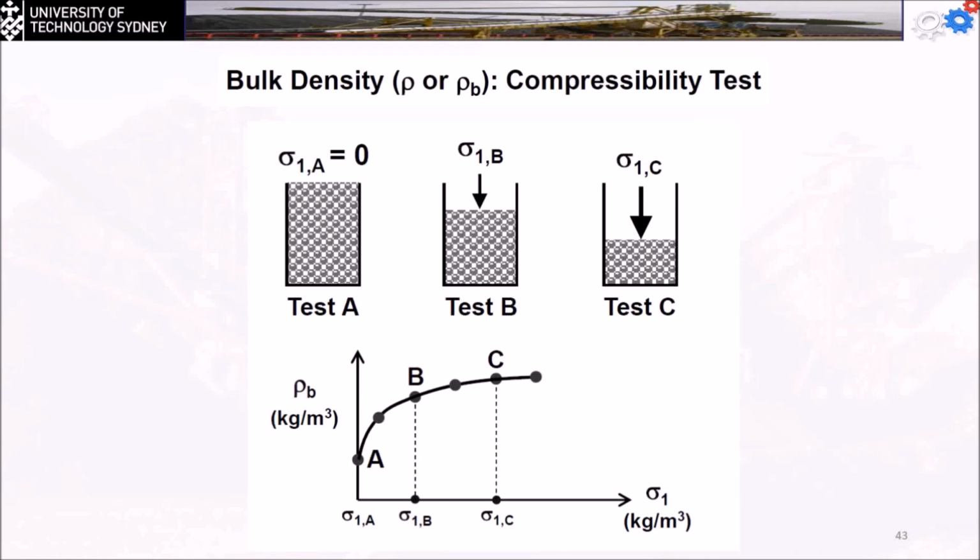So for the bulk density rho, or rho B, we're going to do the compressibility test. At the initial stress, when we have zero stress on the material, this will be density 1. Density 2 is when we add some stress on it to compress it to a certain level. And sigma C is the maximum stress we can put on the material, so it's not going to compress further. So we're going to have 3 stresses, and we are going to have 3 densities. What's happening? Why do we have 3 densities?